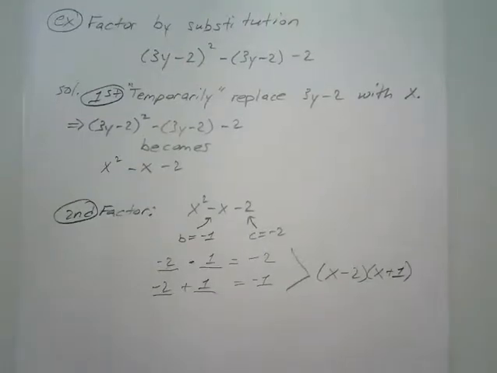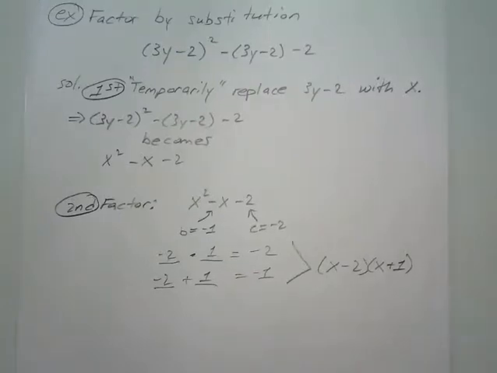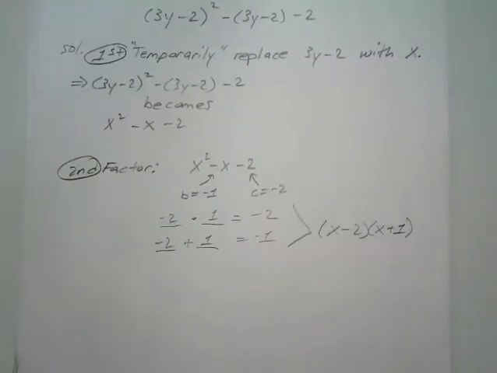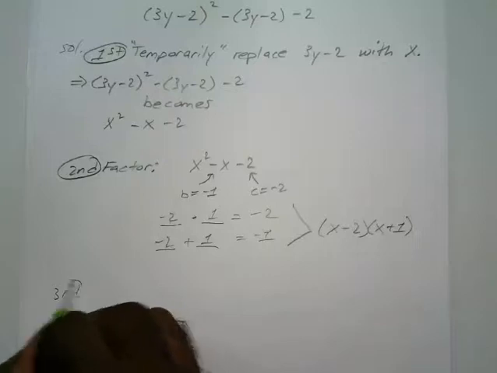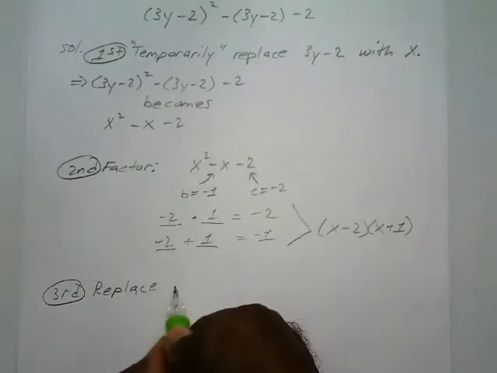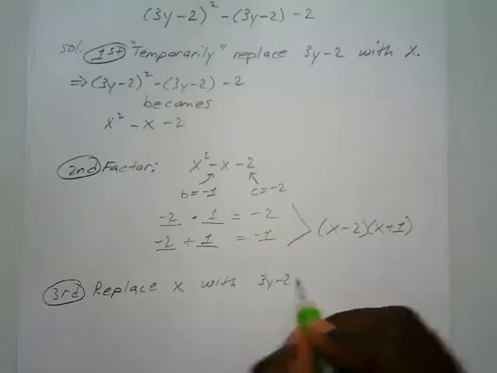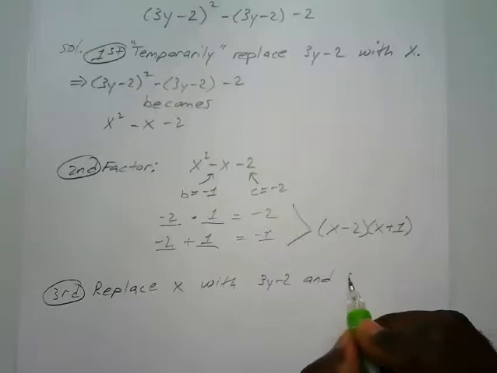Okay, then our third step, we're just going to replace the x's back with 3y minus 2 and simplify. Okay, so third step, replace x with 3y minus 2 and simplify.